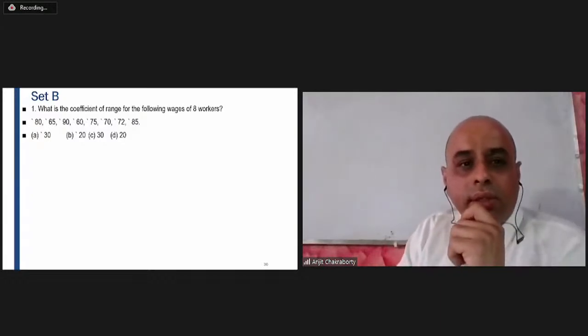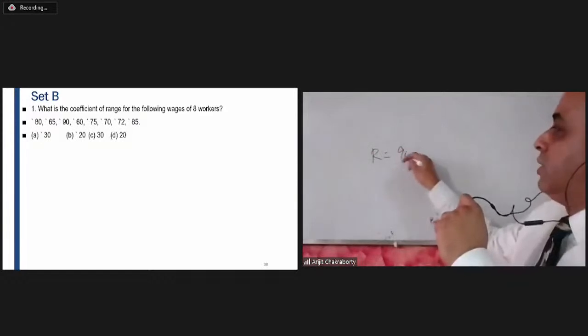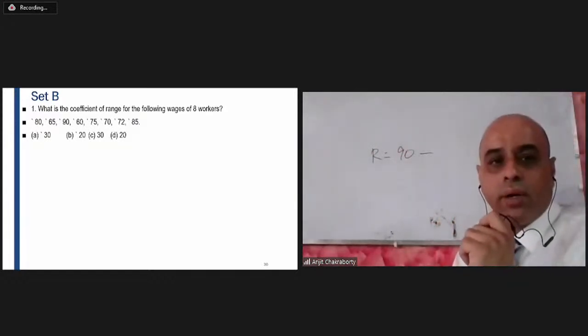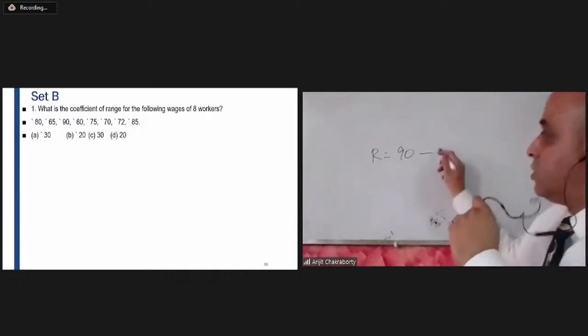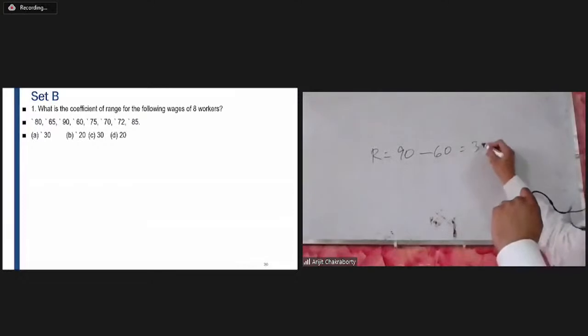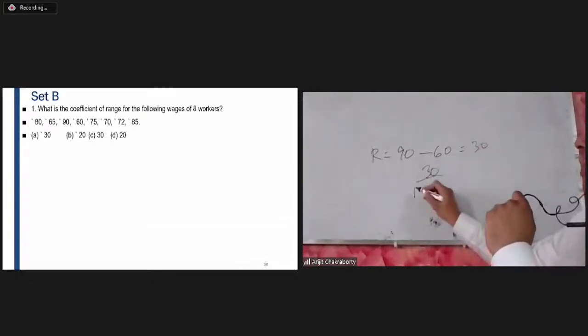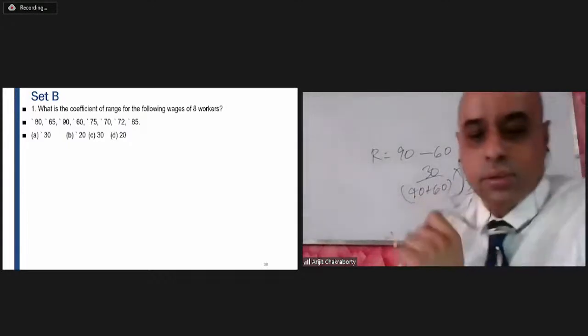Coefficient of range. So the highest you can see is 90. So the range is equal to 90 minus the lowest one. The lowest you can see is 60. Therefore the range is 30. So 30 divided by 90 plus 60, into 100. That means 30 divided by 150, into 100. So it comes to 20.